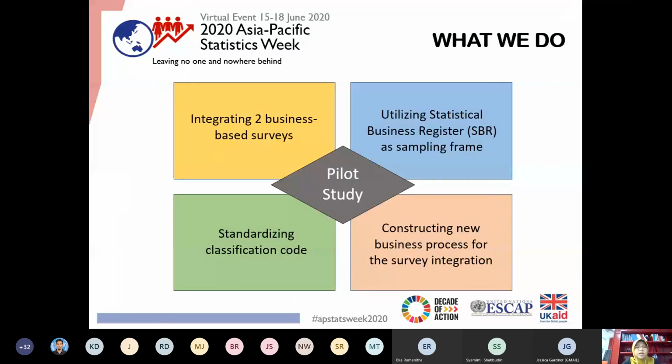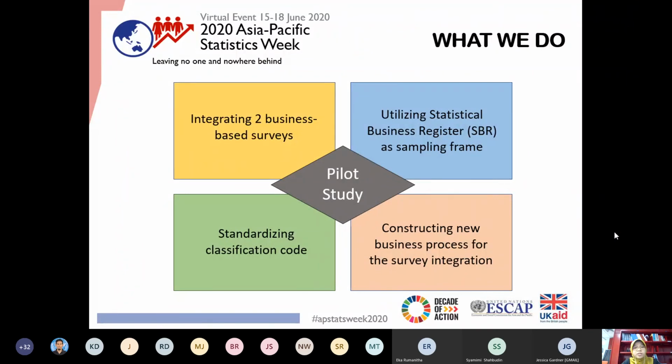Before that modernized business process is fully implemented, we have to test the efficiency and practicality of the modernization program. One way is by conducting a pilot study. The study that we are going to discuss in this opportunity is about the integration of 2 monthly business-based surveys.